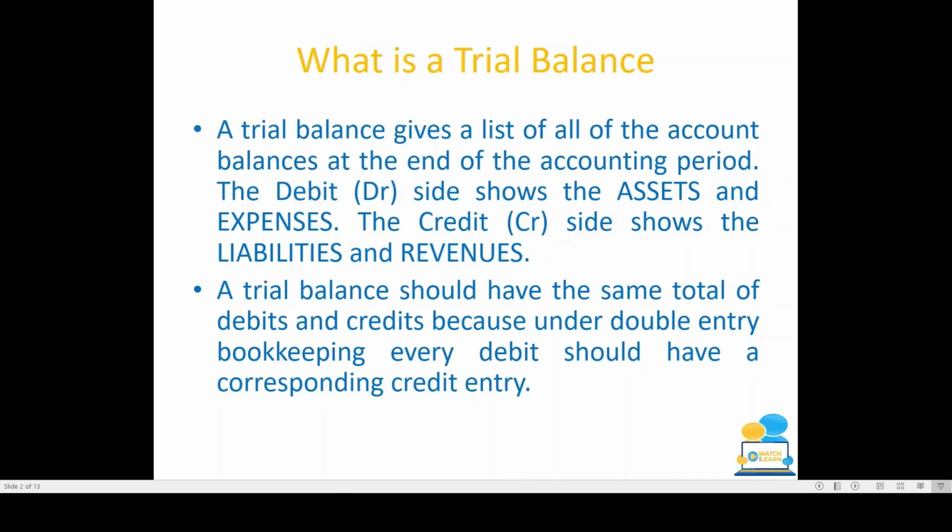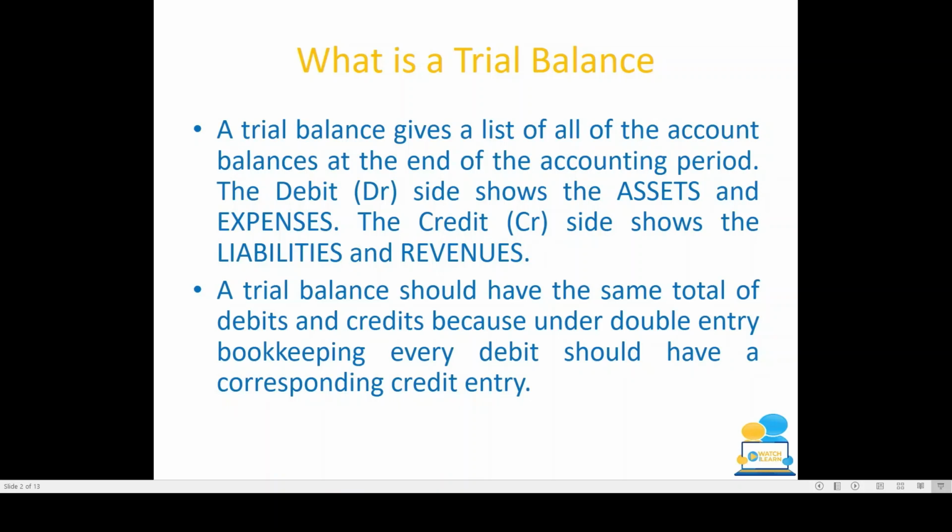First of all, we want to talk about what is a trial balance. A trial balance gives a list of all the account balances at the end of the accounting period. The debit side shows assets and expenses. The credit side shows liabilities and revenues. And anybody who's doing question 1 in the exam would be familiar with a trial balance.